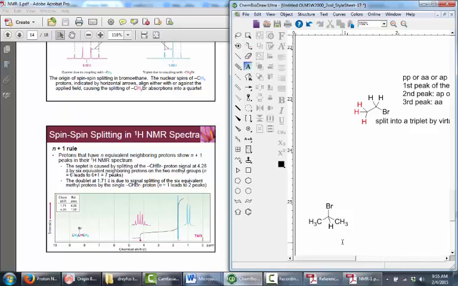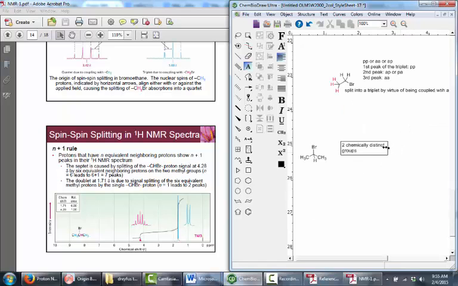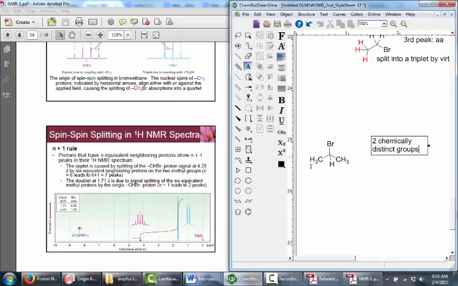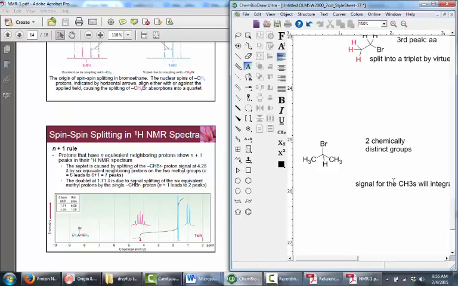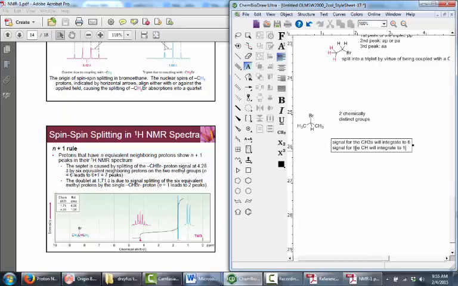We have 7. How many different hydrogen atoms do we see? Well, we only have 2 chemically distinct hydrogen atoms, distinct groups. And because these two CH3s are identical to each other, this signal for the CH3s will integrate to 6, and the signal for the CH will integrate to 1. So that's the first information I can get. 2 distinct groups. I can get the integration values for both of them, and then the third thing I'm looking at is the splitting pattern.